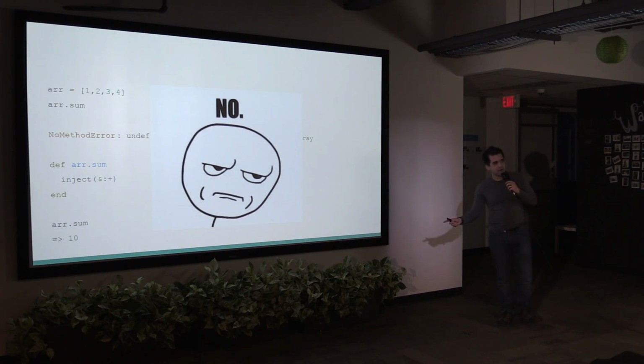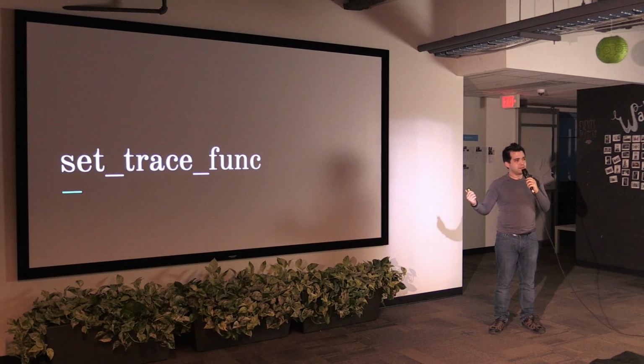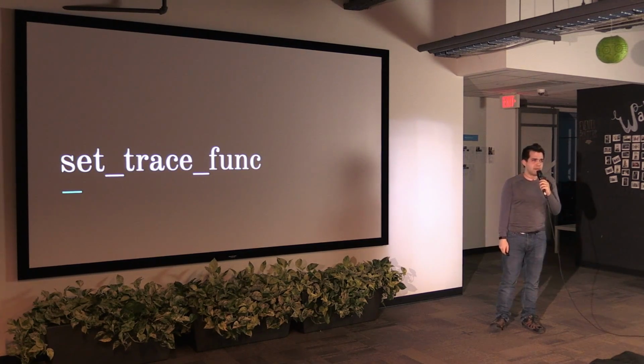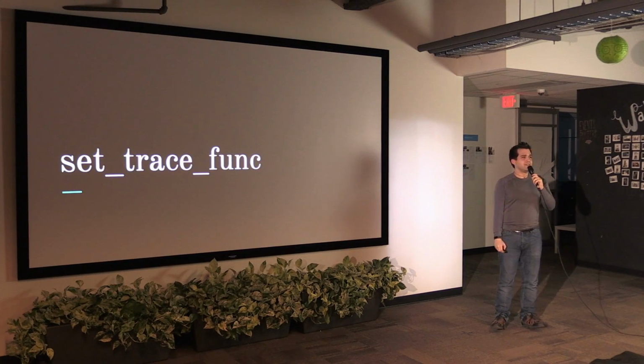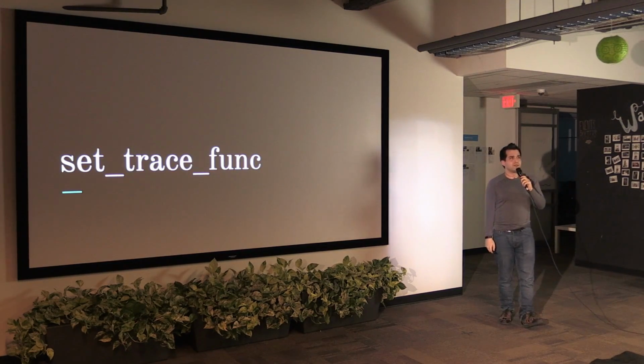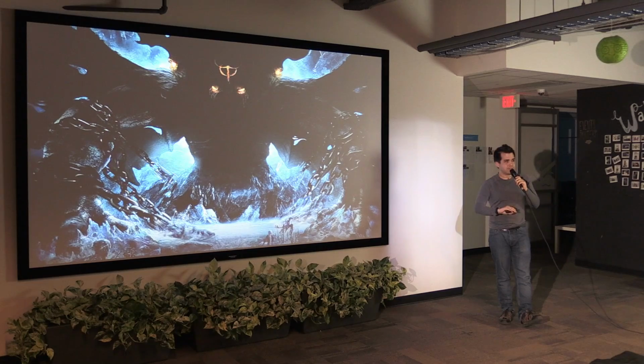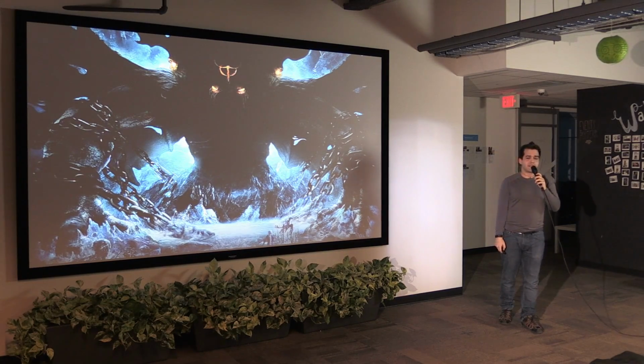There's actually one way of doing monkey patching that is, as far as I can tell, completely unstoppable. You can't get around it. And this is a method called set_trace_func. Has anyone heard of this one? We've got maybe 5. So set_trace_func is the darkest level of monkey patch hell.